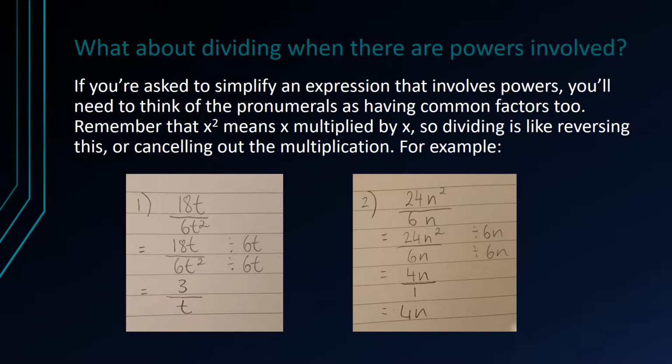Now when the 1 is on the bottom, we don't need to keep it there. So the rule goes that you can then write that in its most simple version as just 4n.